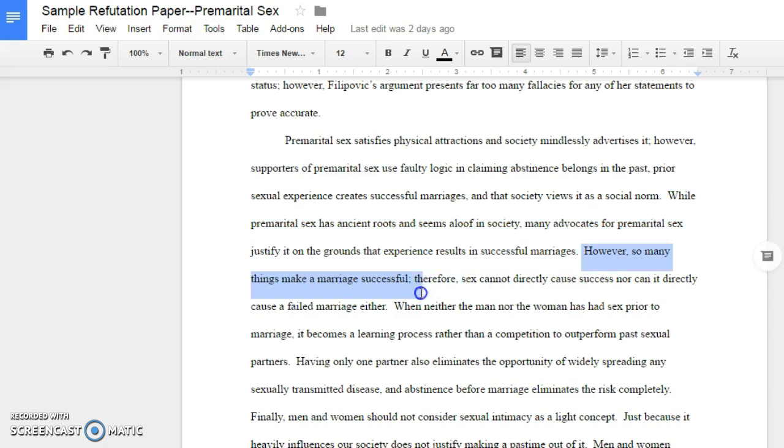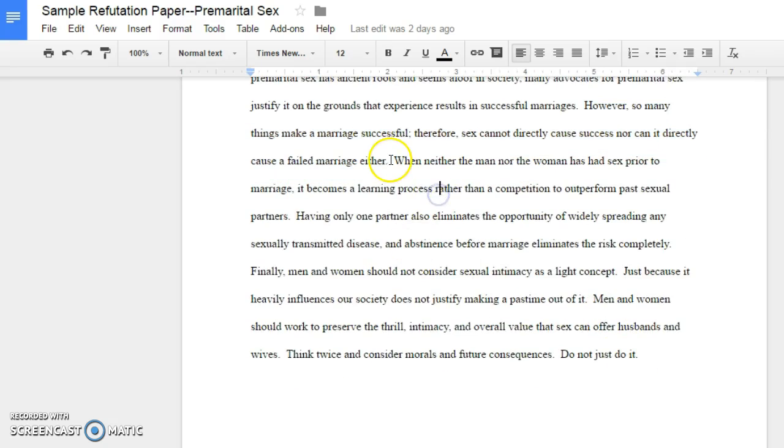And then this sentence is what makes, I think, this conclusion really strong. We're turning it slightly to the other side. Okay, here's the problem with that argument. And it's almost sitting in the middle. So, sex cannot directly cause success, nor can it directly cause a failed marriage either. It's finding a little bit of balance between the sides before heading into what's good about my side.